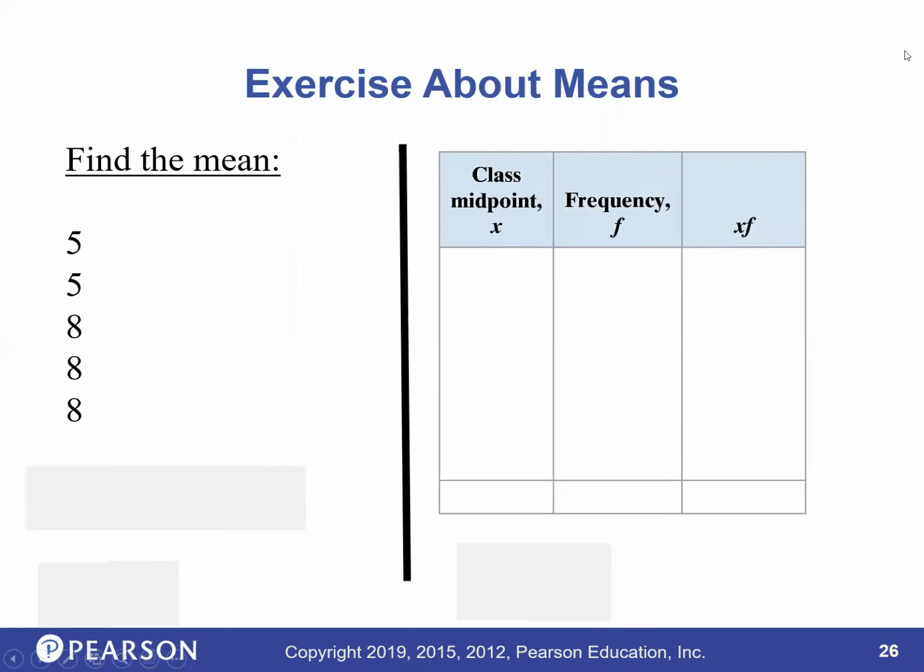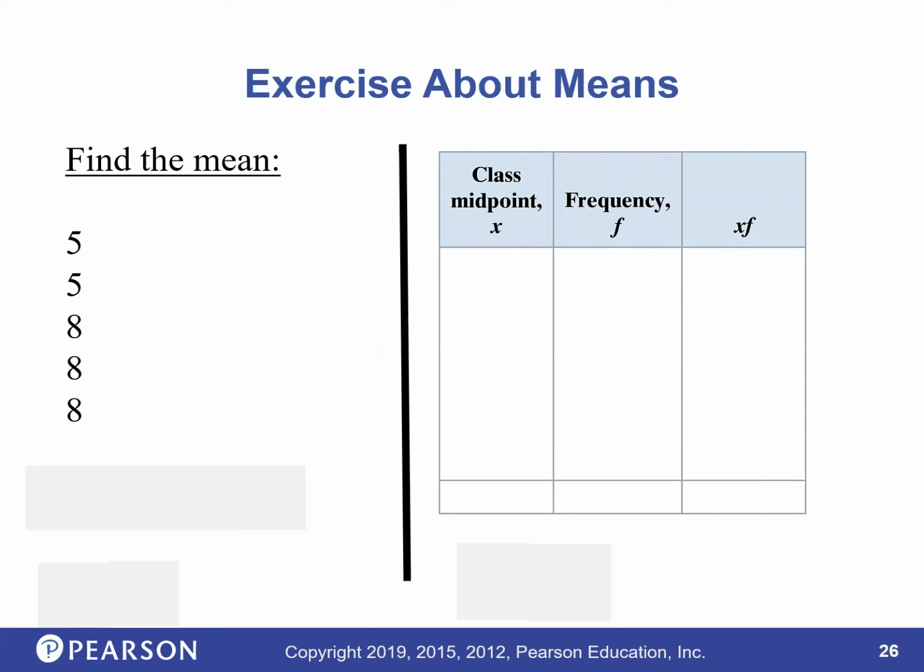If you want to write it down, that's fine. But notice that you've got two repeats of 5s, right? You've got three repeats of 8s. So instead of doing it the long way, here's the long way. If you don't write it down, that's fine too. Work with what you can. This is my little exercise about means.